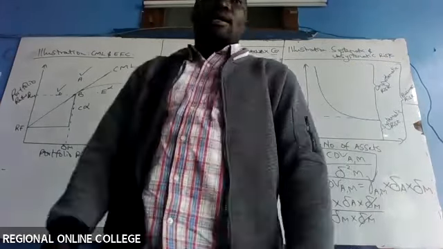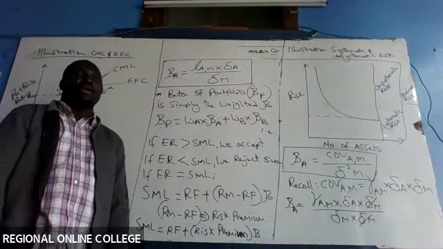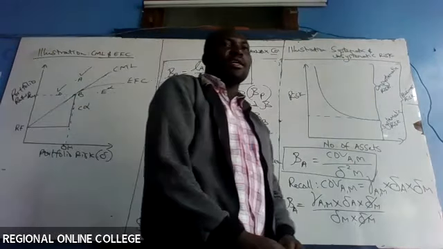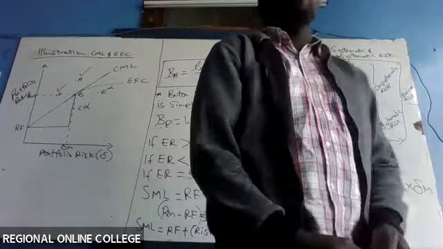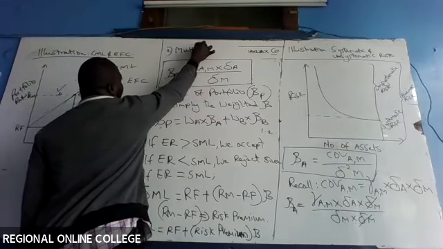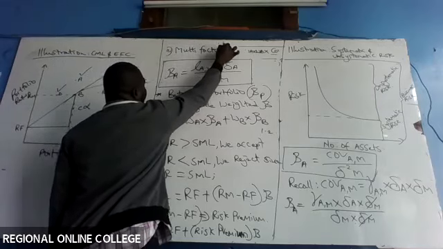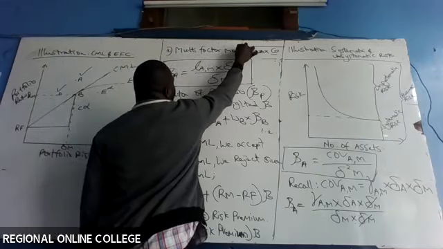I think we'll talk about number three. Maybe you can just write the key for number three. So the third part is the multi-factor models. Let's pick up from there in our next class.